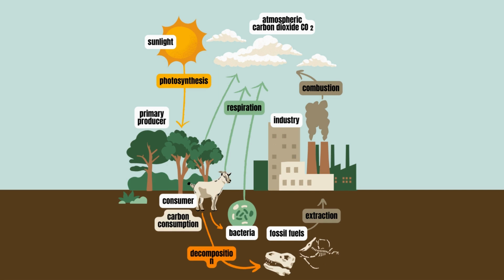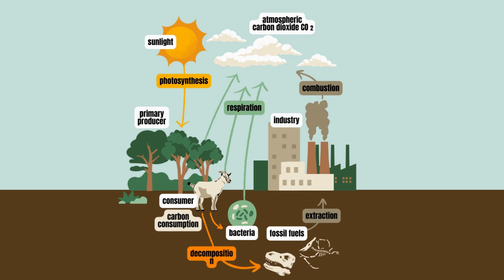First of all, with the help of sunlight, atmospheric carbon dioxide enters plants, which are basically primary producers, through the process of photosynthesis. These plants produce food, for example glucose, and the carbon is stored in the plant as food, and this food is consumed by consumers. In this we see the goat and the consumers.